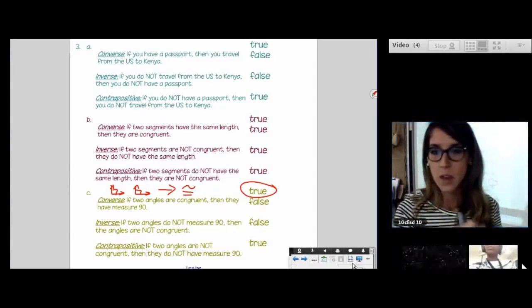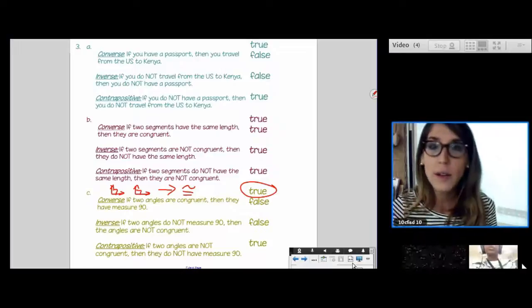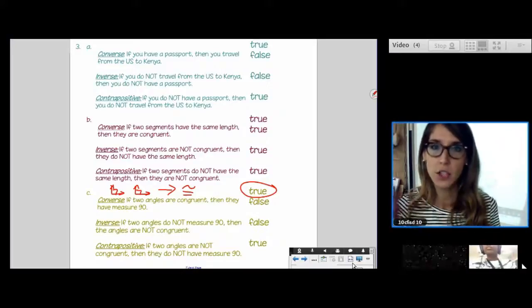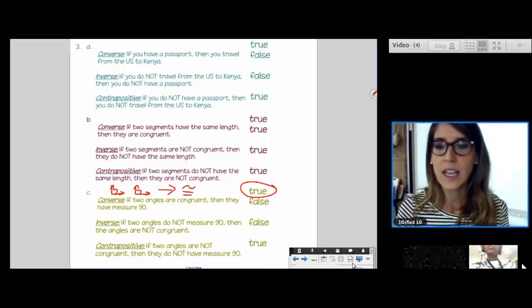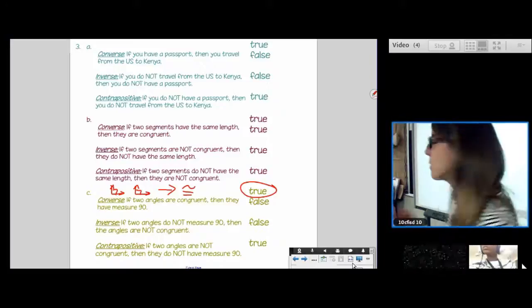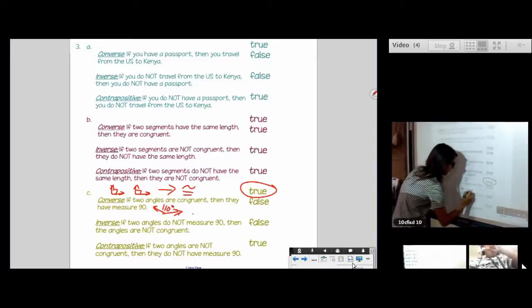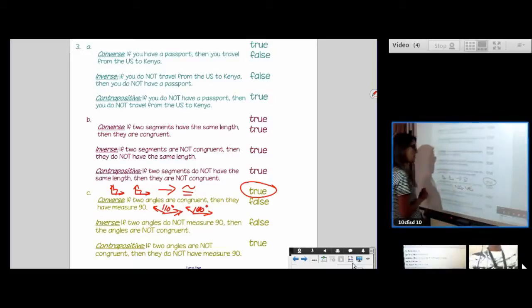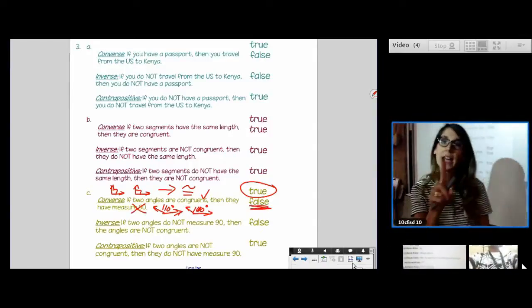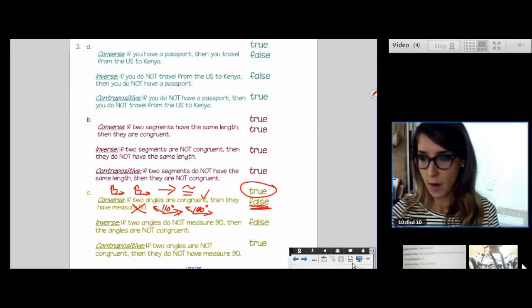Converse, reverse. If two angles are congruent, that's the conclusion. If conclusion, then hypothesis. If they're congruent, then they have a measure 90. Now remember, if you can think of a counterexample, I'm going to draw two angles that are congruent. Oops, 110. Those both have a measure of 110. Let's pretend they are congruent, but they don't measure 90. If I can find even one time that it's false, the truth value is false. I found a counterexample, therefore it's false.